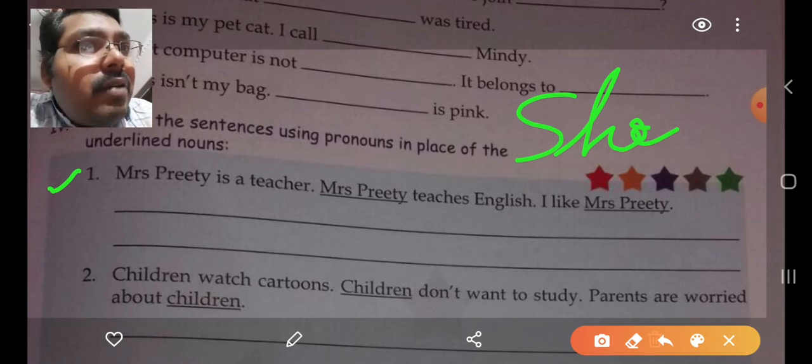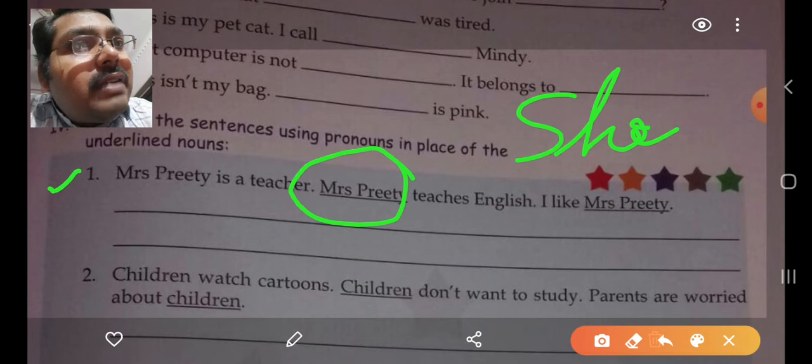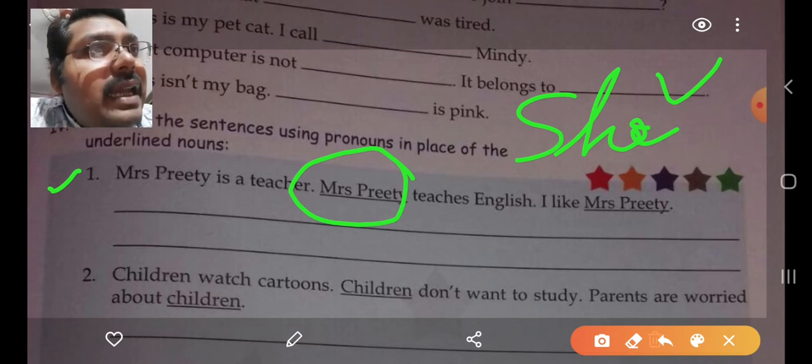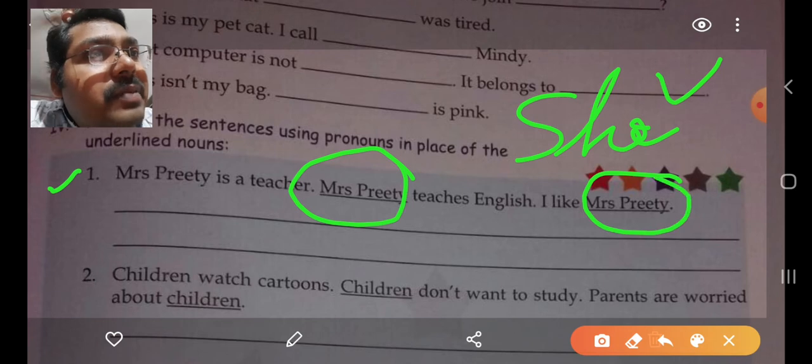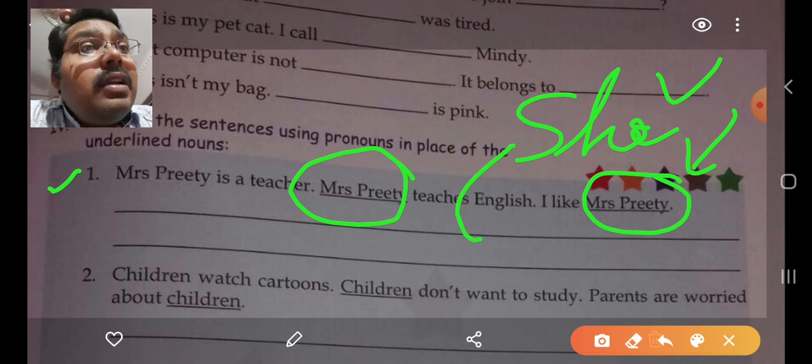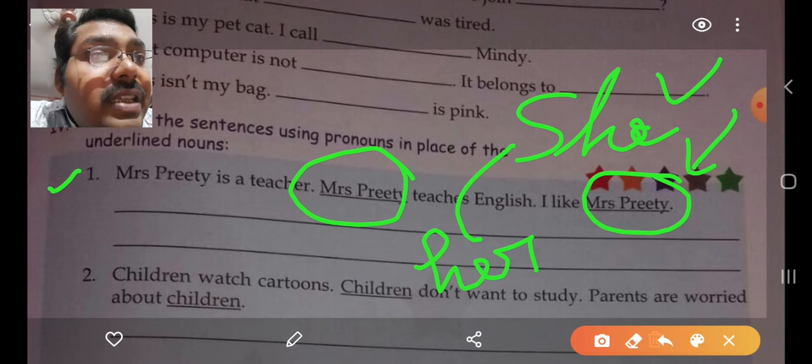Now, Mrs. Preeti teaches English. Here you can see Mrs. Preeti is placed as a subject. So for a subject, for Mrs. Preeti we will use she. And in the next sentence it is, I like Mrs. Preeti. After the verb it is written Mrs. Preeti. It means that this is placed as an object. Then you need to go for the object case of she. What is the object case of she? The object case of she is her. So, I like her.